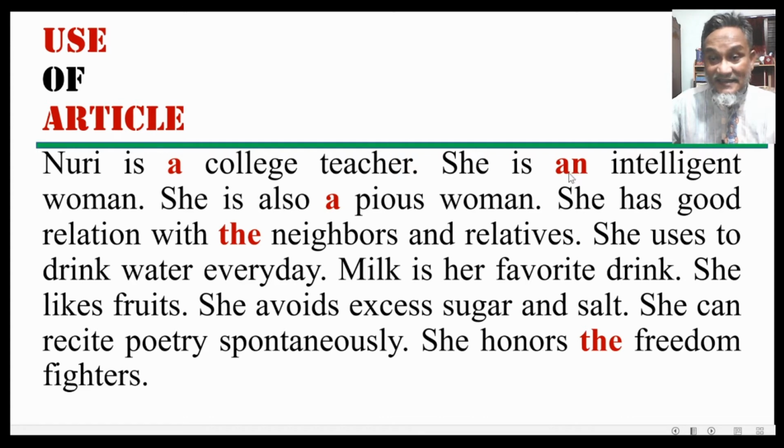An is used according to the vowel sound of intelligent. But this an is not used for intelligent, but for woman. If there is no woman, there will be no article. And for this woman, we use a article because this word starts with a consonant sound. That's why we use a. And this a is not used for pious, but for woman.